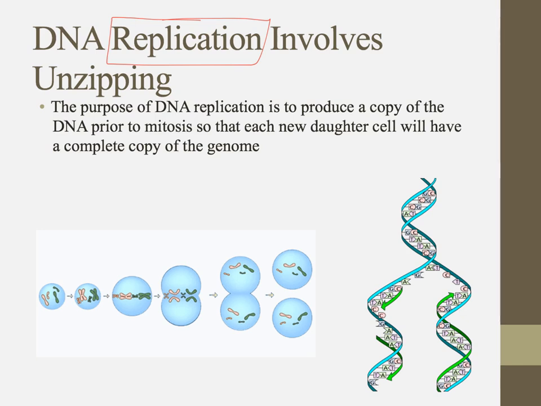Now, this is a process that cells don't go through just because they want to, because they're bored, because there's nothing on TV. The reason that they're doing this is because they're getting ready to go through mitosis. And so one of the things that the cell has to do before it can go through mitosis is to make a whole entire copy of all of the DNA so that each of the new daughter cells has its own complete copy.